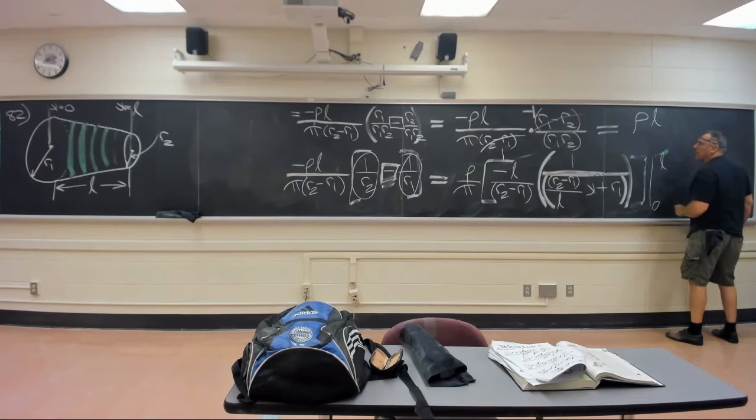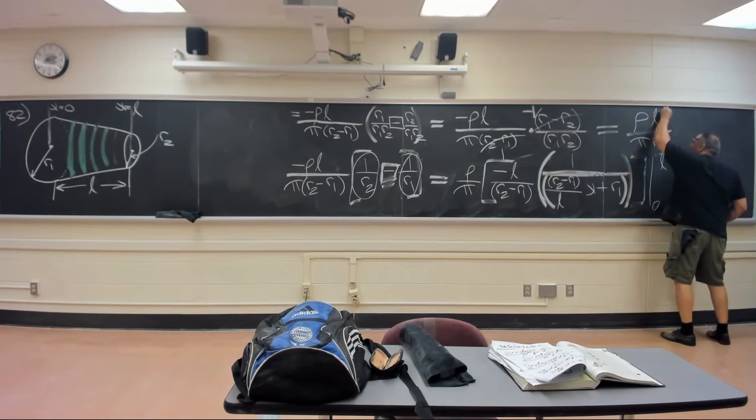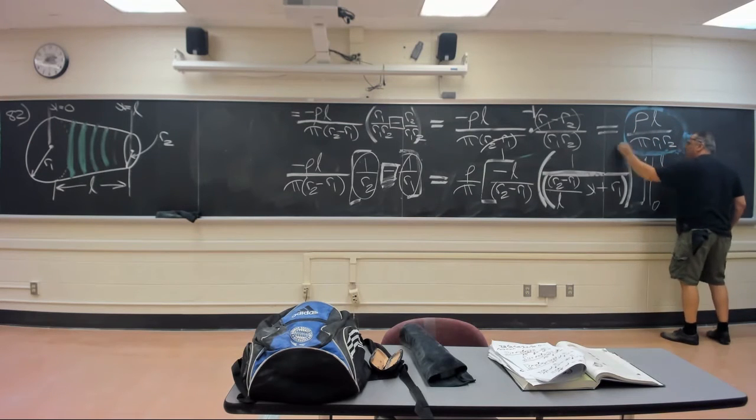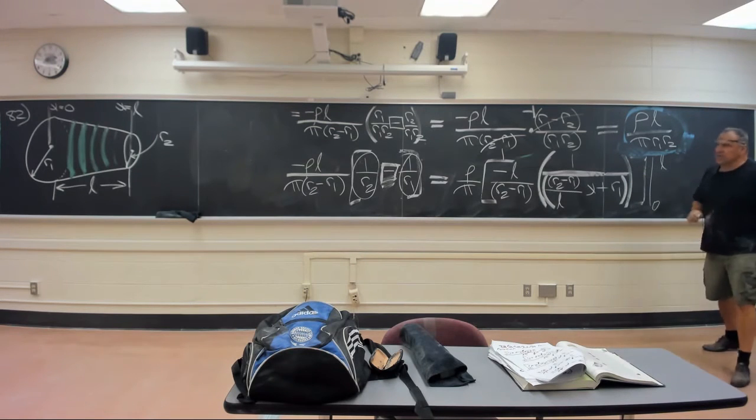Rho L. Yeah. Pi. R1, R2. You're done. That's how easy it was last time. Like I said, I made a careless mistake. I thought there were more negatives there than were actually there, and made some decisions I should not have made.